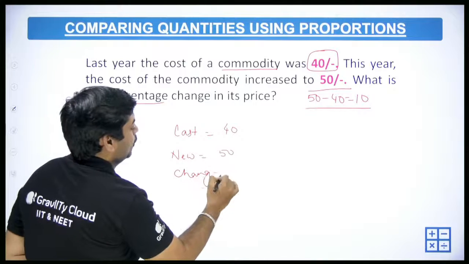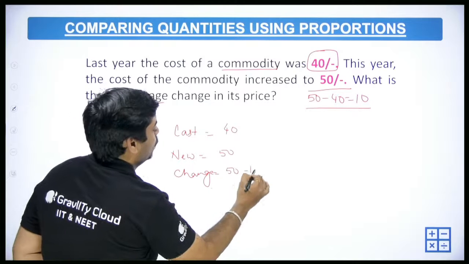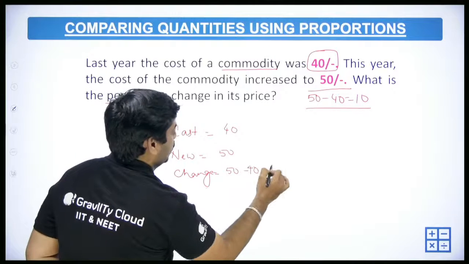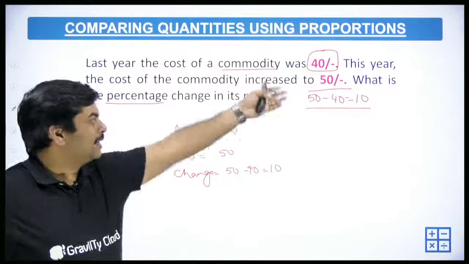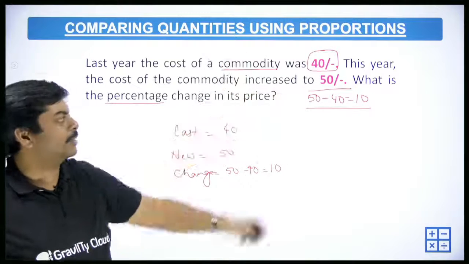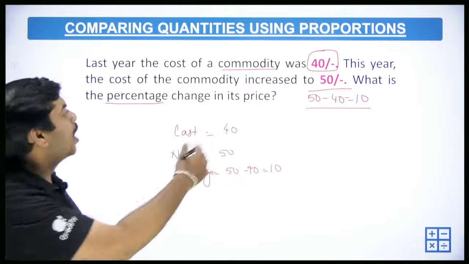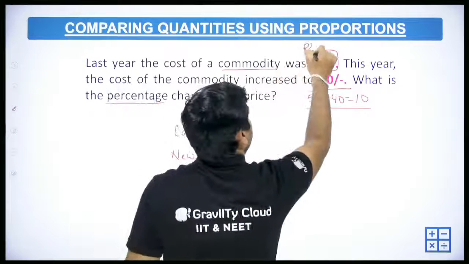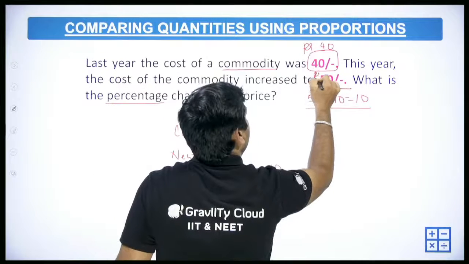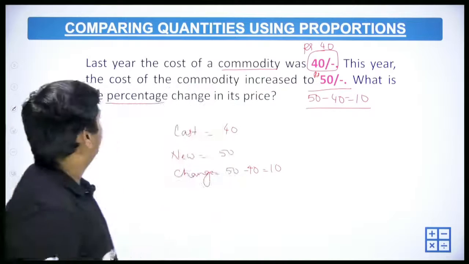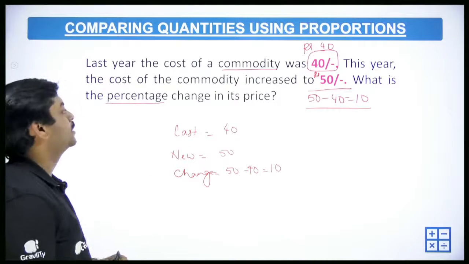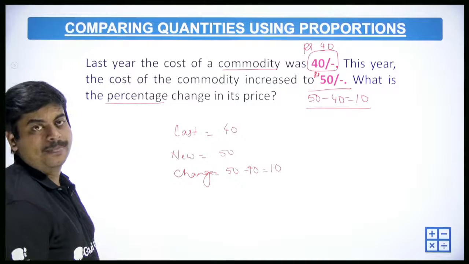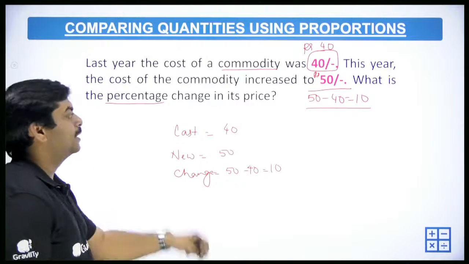Change in price is equal to 50 minus 40, which is 10. That is the change. There is a change of 10 rupees. The cost was 40 rupees, and this year the cost of the commodity increased to 50 rupees. What is the percentage change in its price?